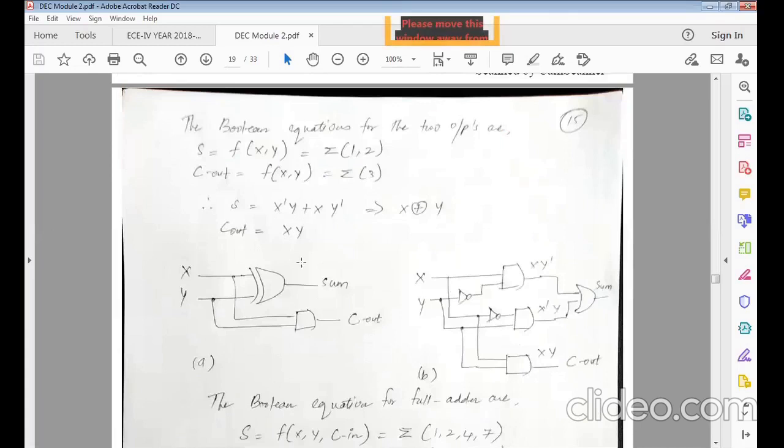So once we have these equations, it's easy for us to implement. So I can use this direct implementation. X is XORed with y and I get sum, and C out is x and y, right? X and y, I get C out.